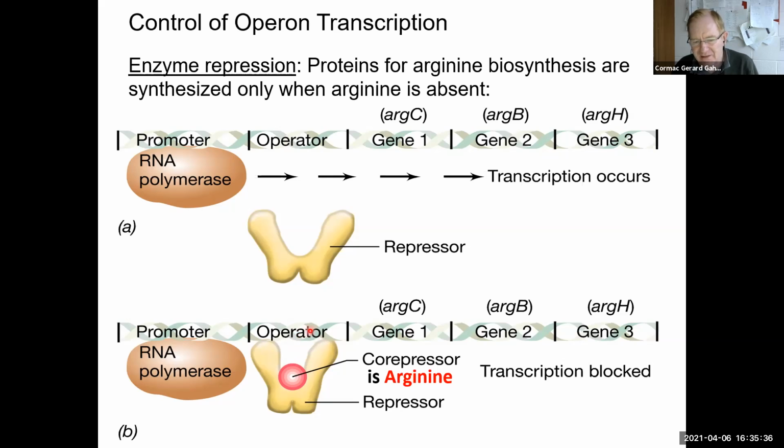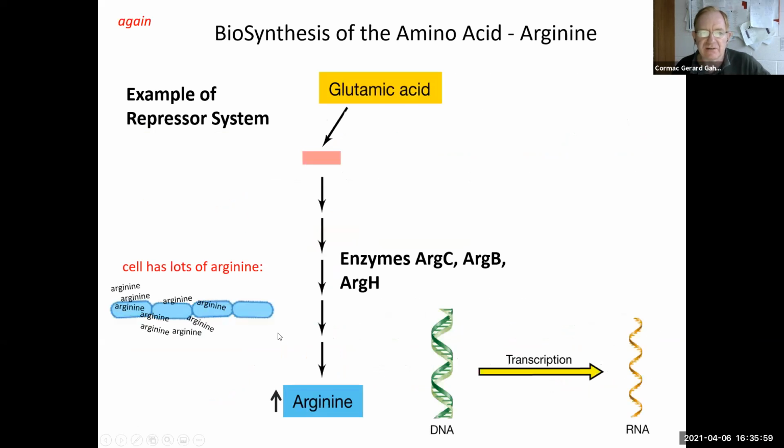So now this can bind, and that physically prevents RNA polymerase from expressing these genes. So transcription is blocked. Again, a very clever system, whereby if arginine really is at high levels in the cell, it will block transcription of the genes. Okay, and this is outlined here.